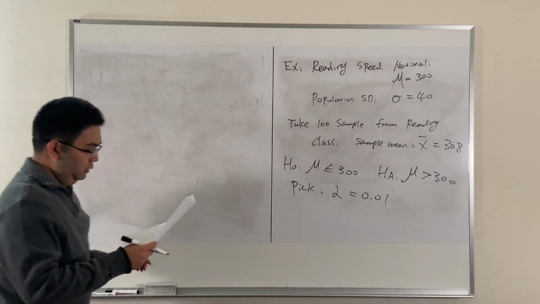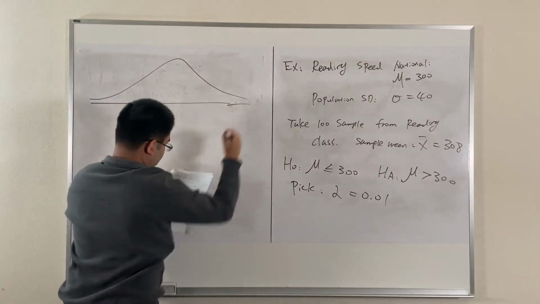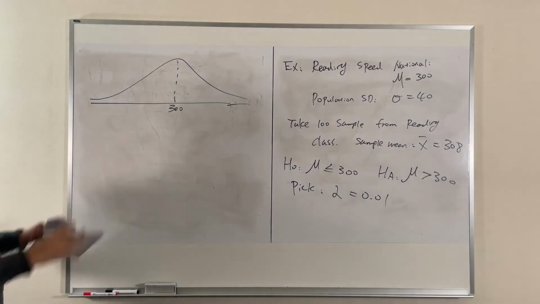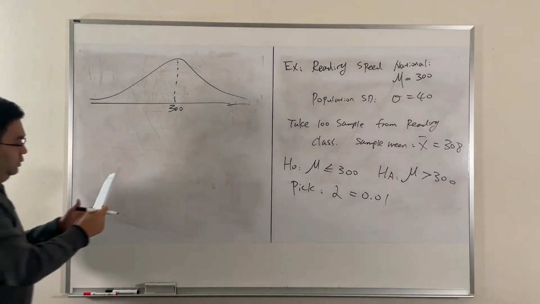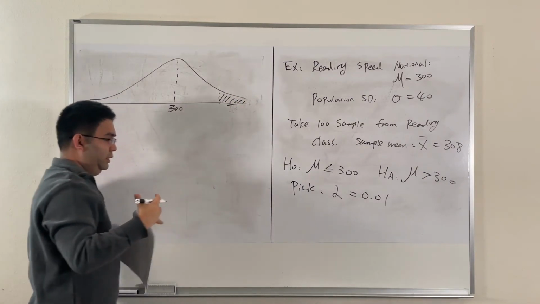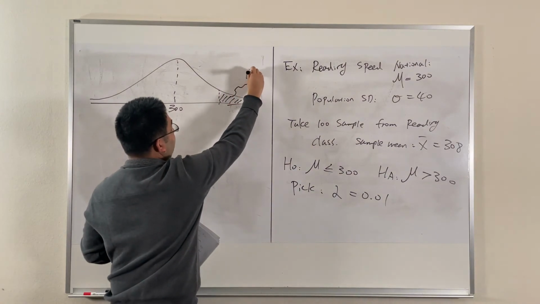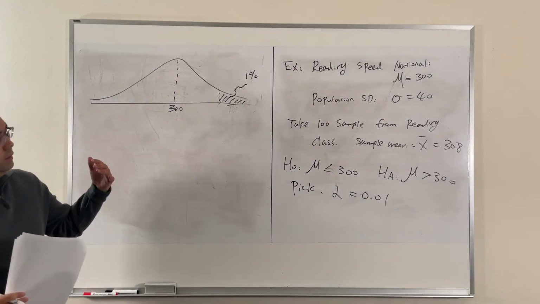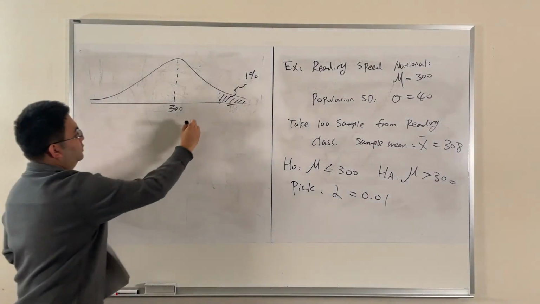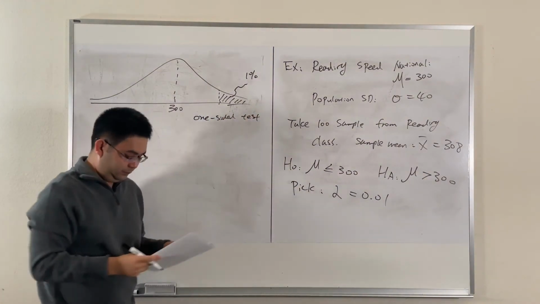Okay, 0.01. And if you look at the normal distribution here, you have 300 in the middle, right? So it's always the distribution under the null when the null is true. And we're looking at the right hand side because we want to show if it improved your reading speed. So this is 1% here, right? We're doing a one-sided test, and then alpha is 0.01. Just so you know, we're doing a one-sided test. Okay, good.